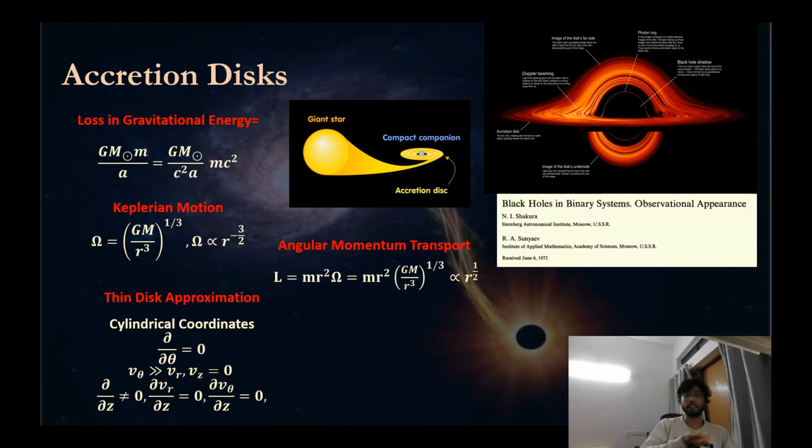So basically, in a circular motion, it should be uniform in that particular circle or in that particular ring. Okay, so that's what it says, which is not a bad assumption.